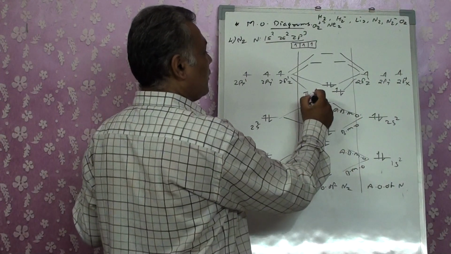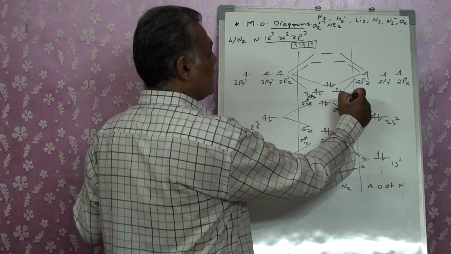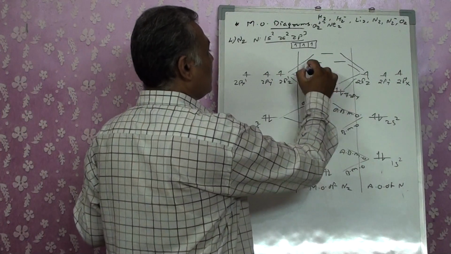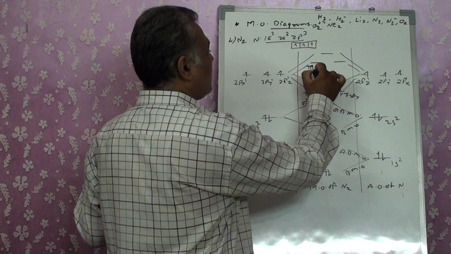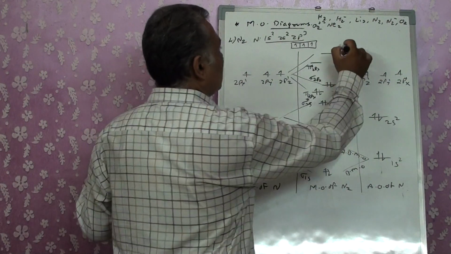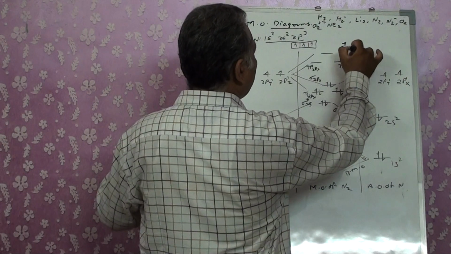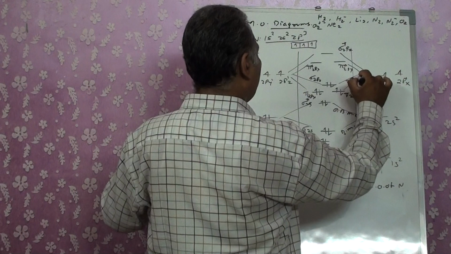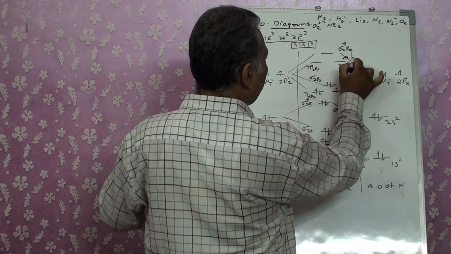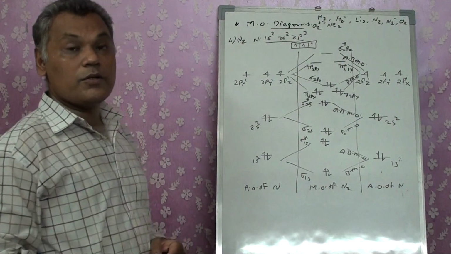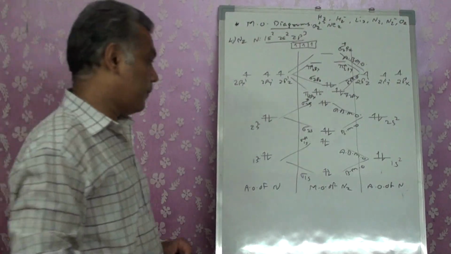This one was your pi 2px, pi 2py, sigma 2pz. This one was your pi star 2px. This one is your pi star 2py, sigma star 2pz. These you have as bonding molecular orbitals. These are your anti-bonding molecular orbitals. All these things you will have to write, right?